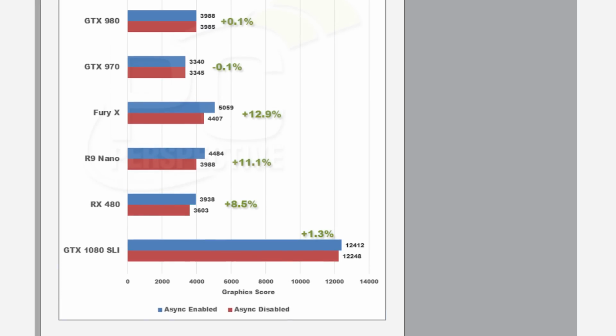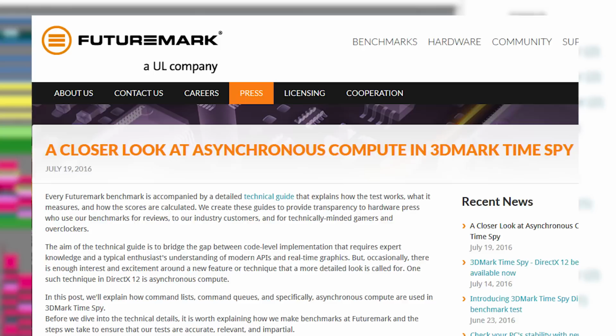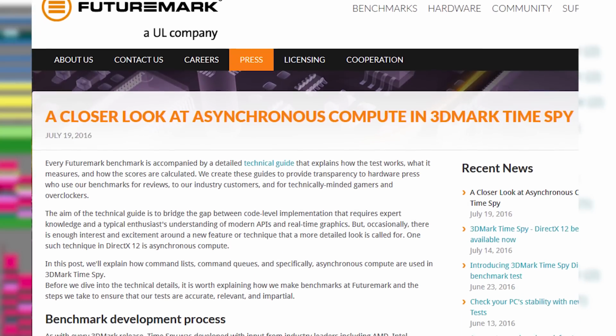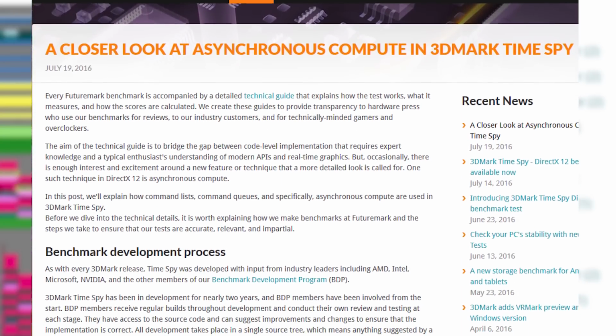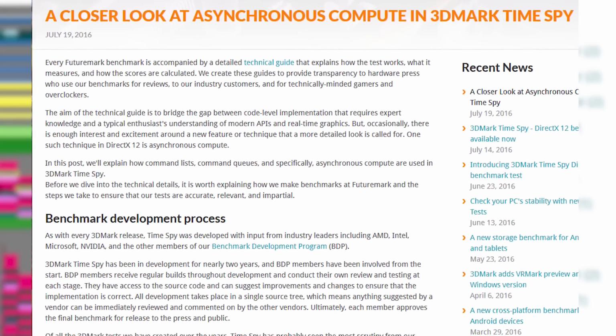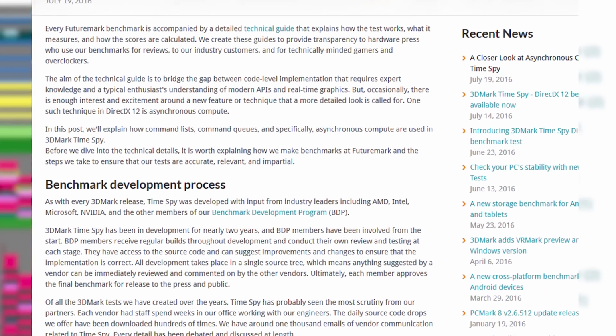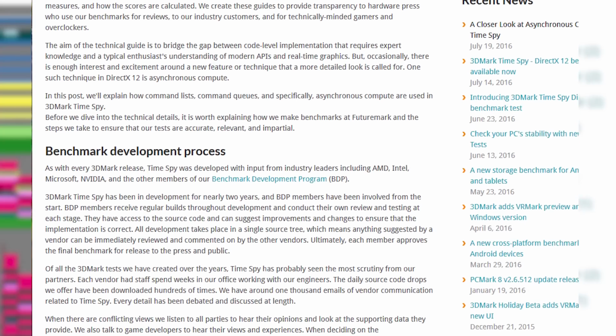Now, since the release, I guess you guys have had quite a bit of discussion directed your way about what asynchronous compute is, and how it's integrated into 3DMark Time Spy, enough so that you authored a blog post or an editorial, whatever you want to call it, on futuremark.com titled A Closer Look at Asynchronous Compute in 3DMark Time Spy. Can you tell me what spurred you guys to want to write this piece as opposed to leaving the information out there that was part of the reviewer's guide and that type of thing?